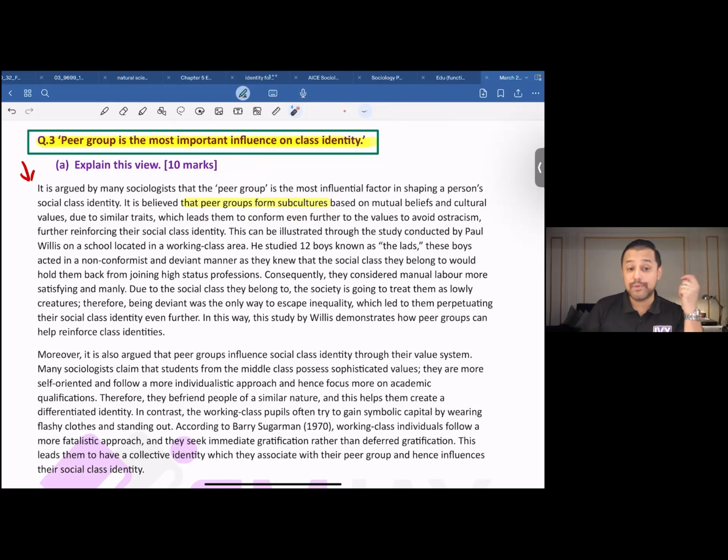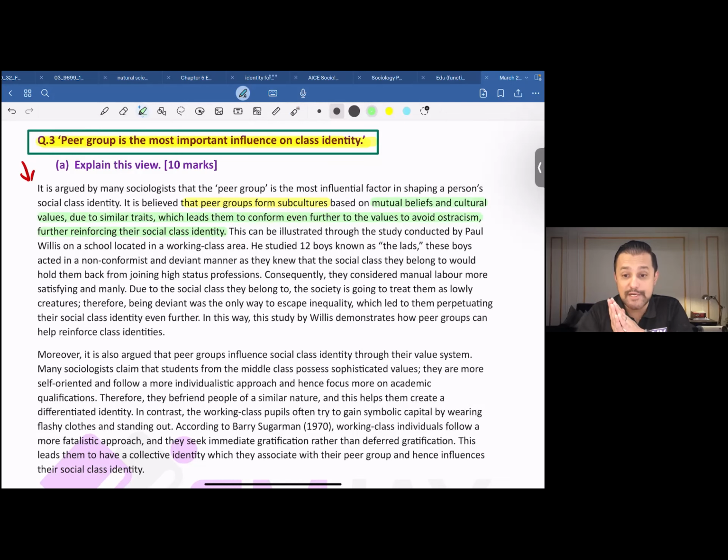So it is believed that peer groups form subcultures based on, now, the subculture you're forming, it is based on mutual beliefs and cultural values due to similar traits which lead them to conform even further to the values to avoid ostracism, further reinforcing their social class identity. Now, I personally think this sentence shouldn't have been as long as it is, but nonetheless, it is what it is. So I'll just try to use this to help you understand this particular answer.